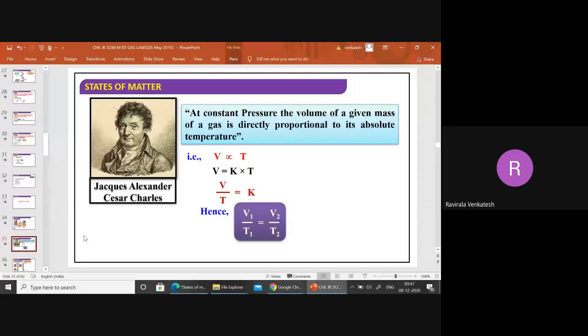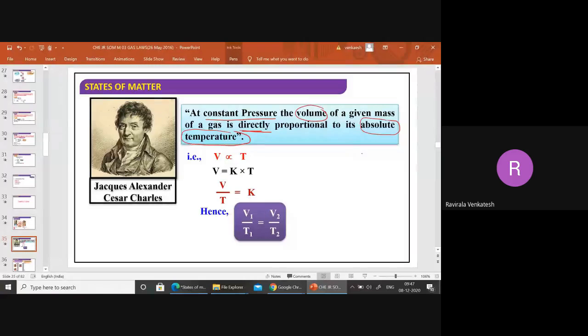At constant pressure, the volume of a gas of fixed mass, again here also fixed mass, the gas mass should be the same, is directly proportional to absolute temperature. Now what is this absolute temperature? Why do we have absolute temperature here? Generally, this is the absolute Kelvin scale we call. Absolute Kelvin means what?